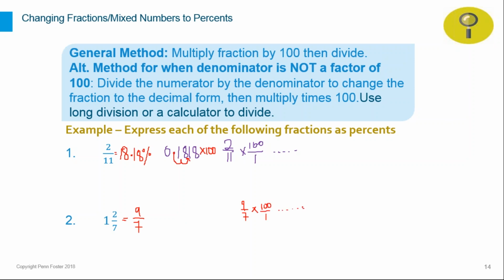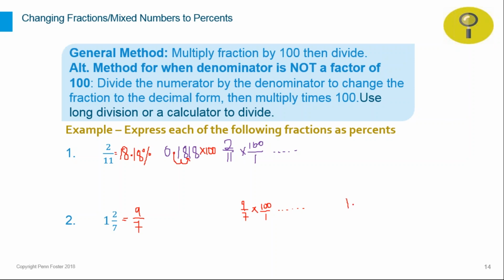That is the general method to work with any kind of denominator, whether it's a factor or not a factor of 100. Another way, I'm just giving you alternatives. Take your calculator and divide 9 divided by 7. It will give you a decimal number. This is not your answer.